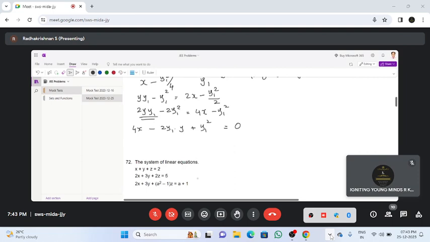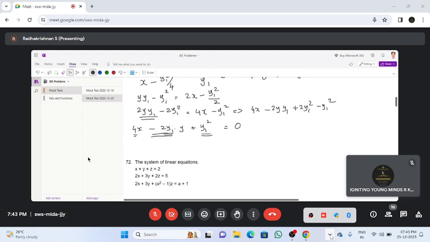Sir, minus y1 square should come, sir. One minute. So I am bringing this to the other side. So 4x minus 2y y1 plus 2y1 square, and when this comes over, minus y1 square, so plus y1 square then. Okay, sir. So this is A, this is your B, and this is your C. So A, B, C, we got it in this form. Minus 2y1 is B.